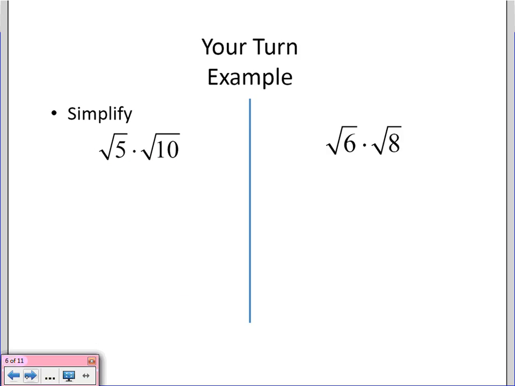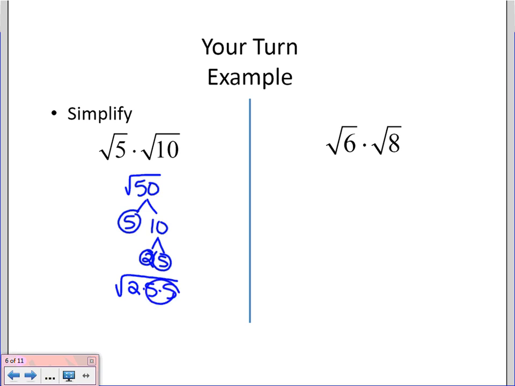Okay, now here are 2 examples I want you to try. Try them both and replay me for the answer. So we multiply 5 times 10, we get 50. Factor this out, 5 times 10, 2 times 5, 2 times 5 times 5. Cross it out, bring it out. 5 square root 2. And here we get square root of 48.